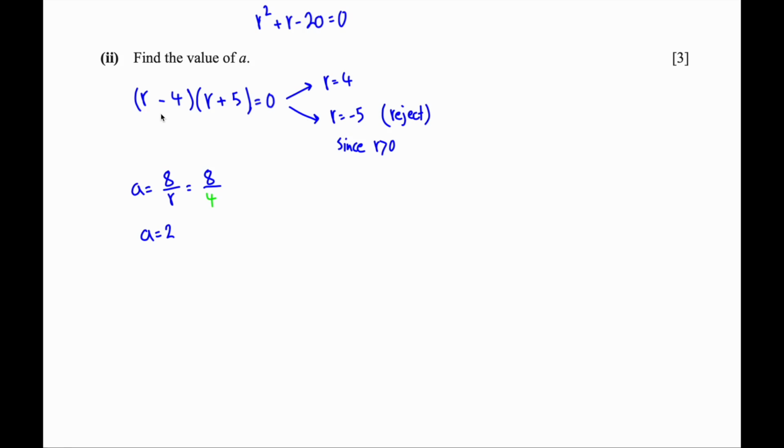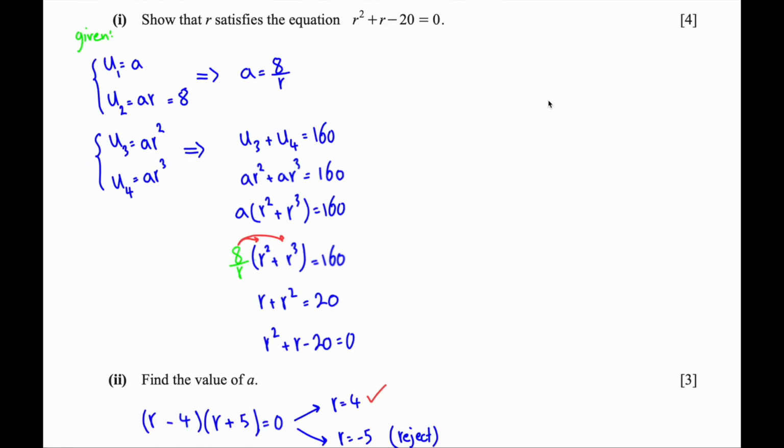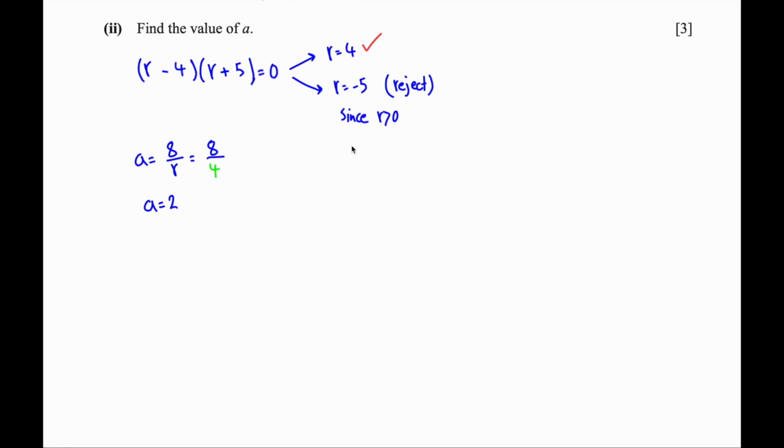Therefore, the first factor leads to r being 4, which is acceptable here. However, the second answer is not acceptable since r has to be greater than 0, and that's what I've been told here in the question. Therefore, if r is 4, a is 8 divided by 4, which is 2, and that is the value of a.